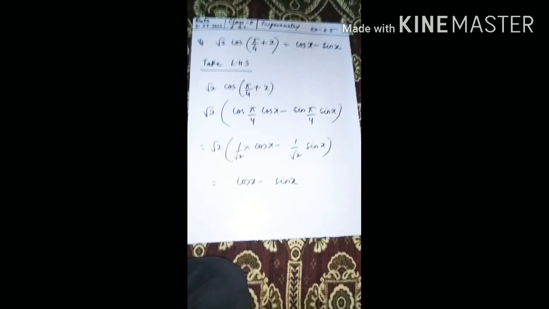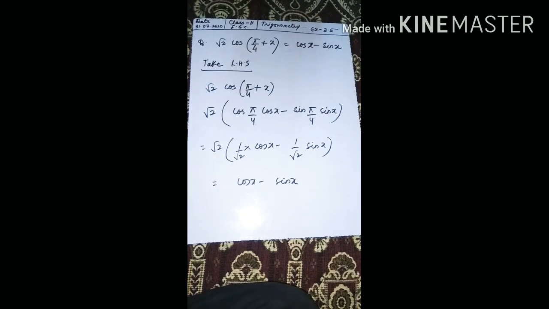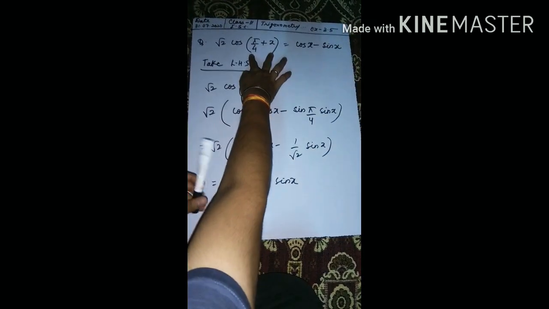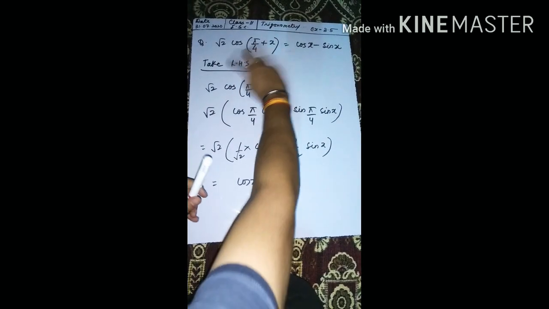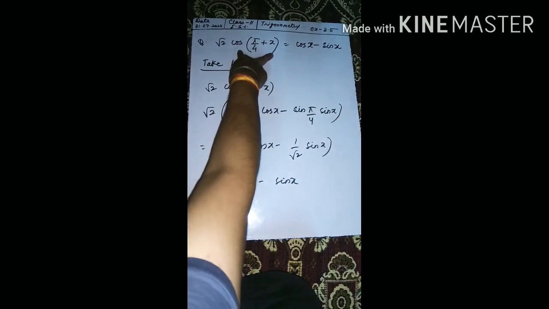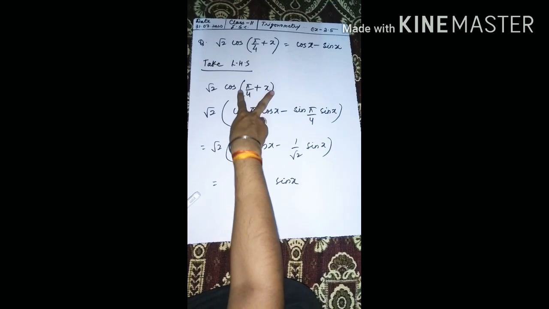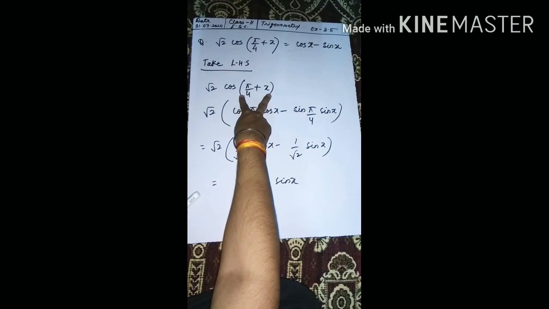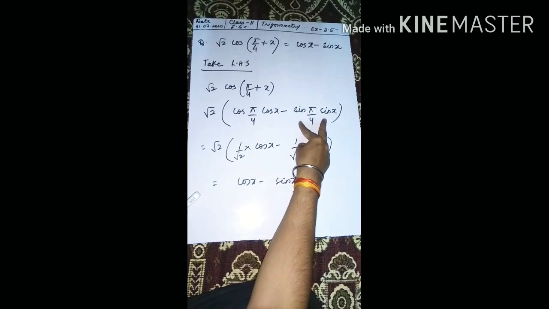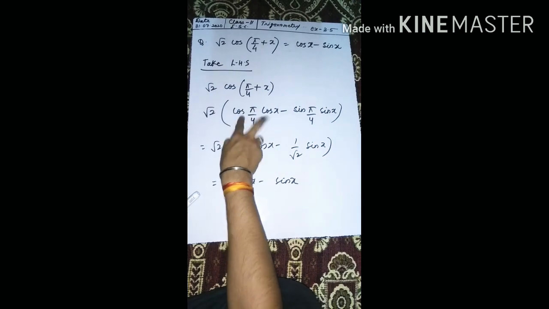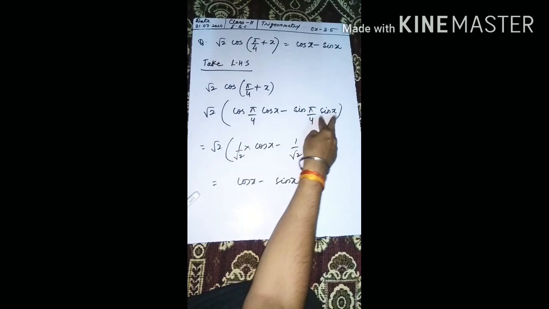Okay, similarly, if you see this question, they are asking: root 2 cos (pi by 4 plus x) is equal to cos x minus sin x. We have to prove it. Take LHS. Taking LHS, root 2 cos (pi by 4 plus x), we can use the cos (a plus b) identity, cos a cos b minus sin a sin b. So root 2 as it is, then cos pi by 4 cos x minus sin pi by 4 sin x.